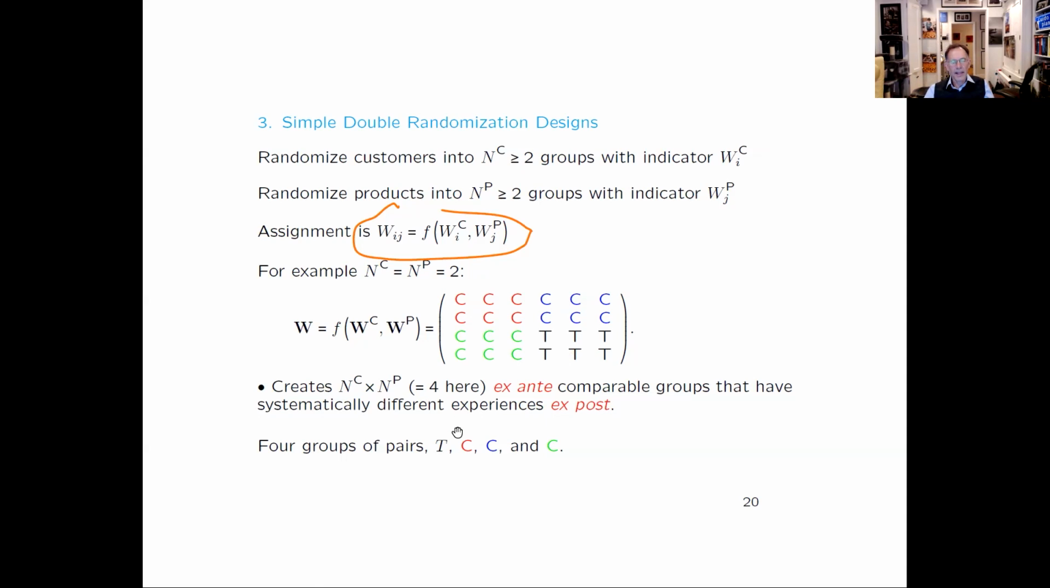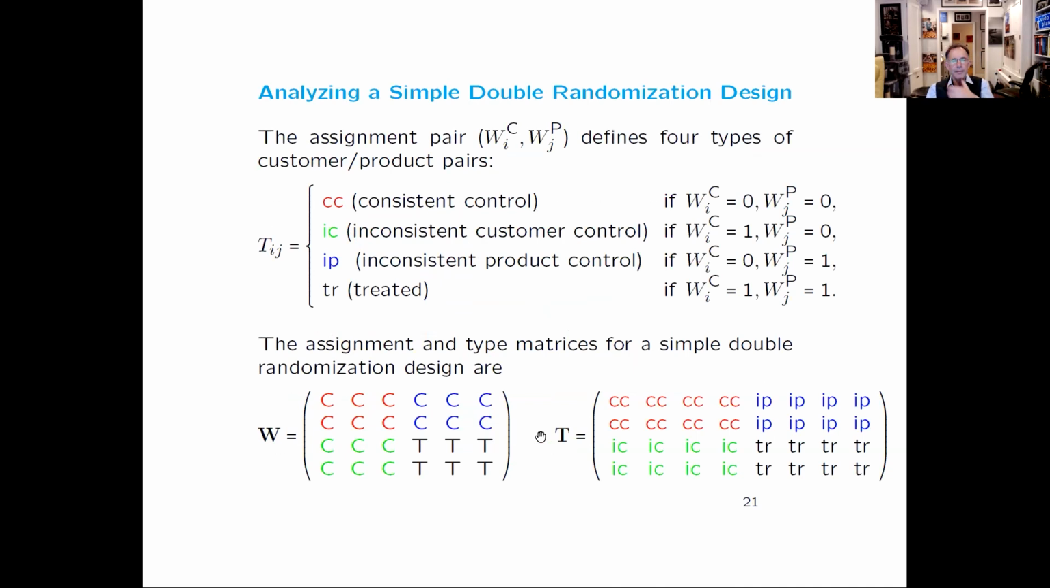So here, the key thing is that we have these 4 ex-ante comparable groups, 3 of which are still exposed to the control treatment. And so we're going to use these 3 groups to learn about the interference. And to do that, it's useful to give these 4 groups different labels. The pairs that are actually exposed to the treatment, we refer to as the treated group.